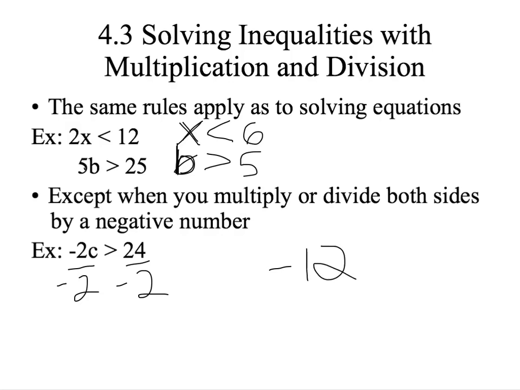So here's the difference. Anytime you divide by a negative number or multiply by a negative number, you have to flip the sign, because if you notice here, it was greater than 24, which is positive. Because I divided, it now made it a negative, so it becomes c is less than negative 12. I'll keep showing you examples of that.